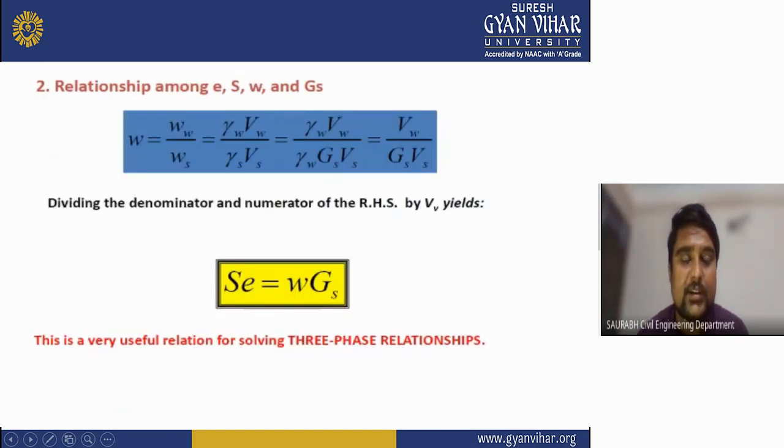And there is also a relationship between void ratio, degree of saturation, water content, and specific gravity. Water content w is Ww upon Ws, which is gamma w into Vw upon Vs and gamma s. And finally we get the relationship between specific gravity, void ratio, and water content: Se is equal to wGs. This is a very useful relationship for solving three-phase diagram problems.